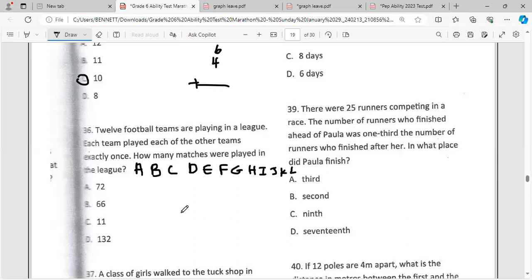All right. Sir, look in WhatsApp, Ian sent the working out to you. Sir, I got 132. All right. Thanks so much.